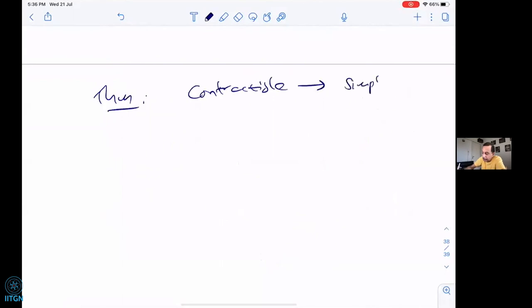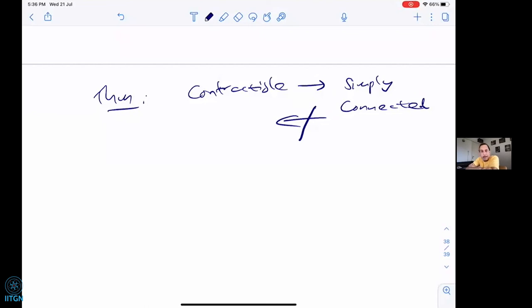Contractible implies simply connected, absolutely correct, Sarvesh. But simply connected does not imply contractible. Okay, I haven't proved this. It's a theorem again. The proof is what Sarvesh actually just said. Since a contractible space is of the same homotopy type as a point, and a point is simply connected, it immediately follows that a contractible space is simply connected.